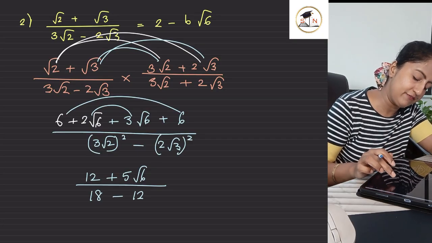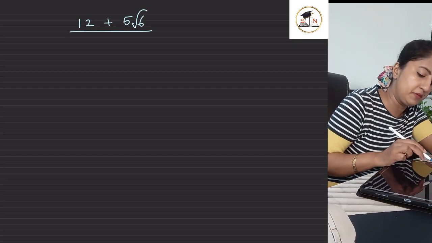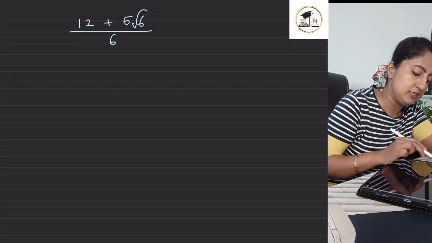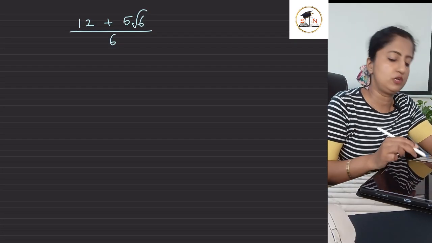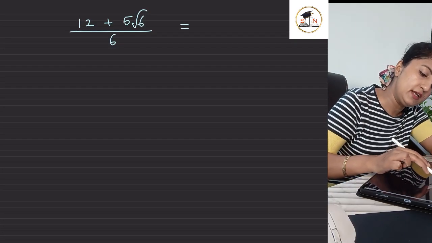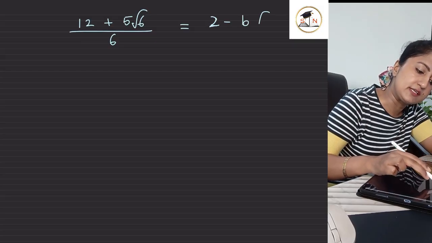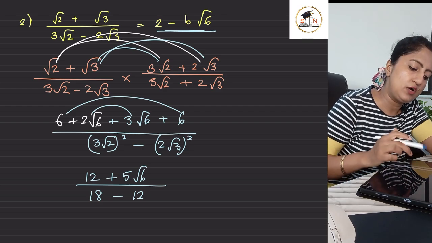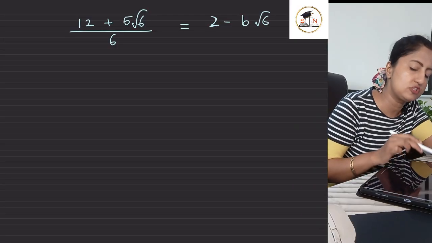Now, what are we having? In numerator, we are having 12 plus 5 root 6. Whereas in the denominator, we had 18 minus 12, which is 6. So let's now split. Split करने की हमें जरूरत इसलिए है क्योंकि on the right hand side उन्होंने हमें दिया है 2 minus b root 6. Let's verify. ये चीज गिवन थी, right? तो अलग से उन्होंने b की वैल्यू मांगी है. अब मुझे b निकालने के लिए इसको स्प्लिट करना है.